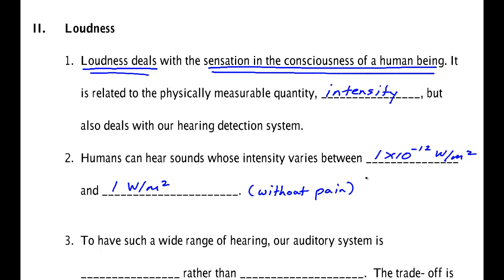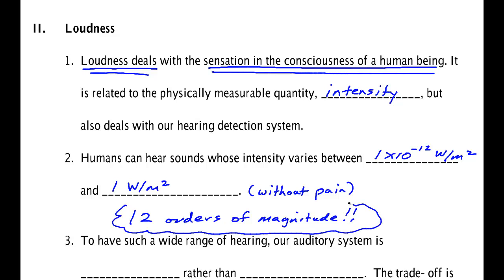So if it's within the frequency that we hear, and we'll talk about that in a little bit, we can hear really low-level sounds to really large sounds. This is 12 orders of magnitude. What a magnificent range. But because it's 12 orders of magnitude, that's a 1 with 12 zeros. We're not very sensitive to changes. We have a great range, but we've given up sensitivity.